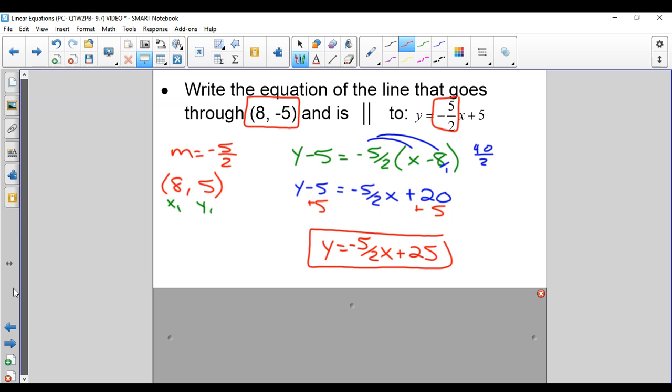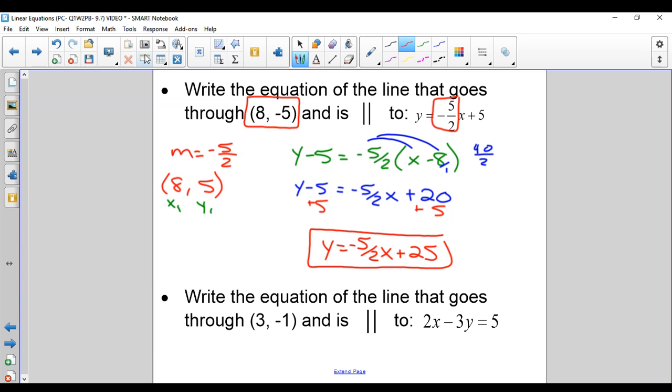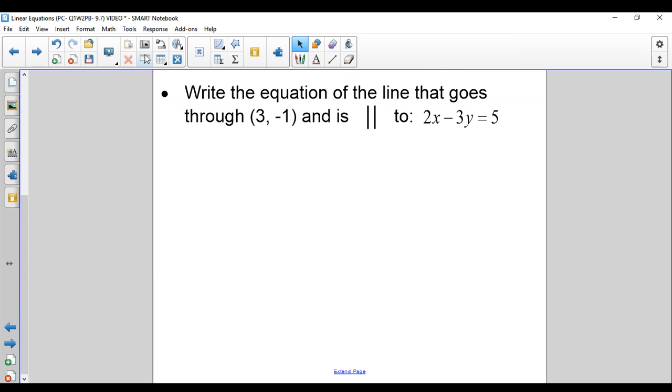Let's look at a second one. Same type of wording, except my equation is now in standard form. So remember here, it'd be nice if we remembered our shortcut. Our slope is -a/b. All I want to know from this line is what is the slope. I don't care about the rest.